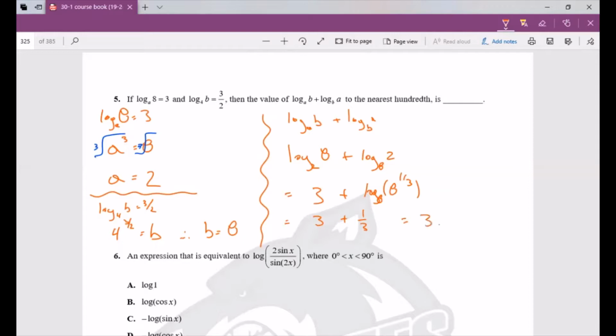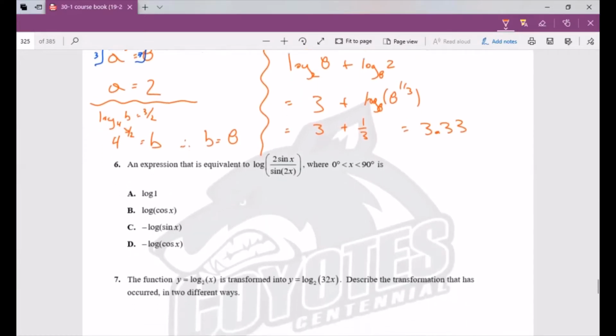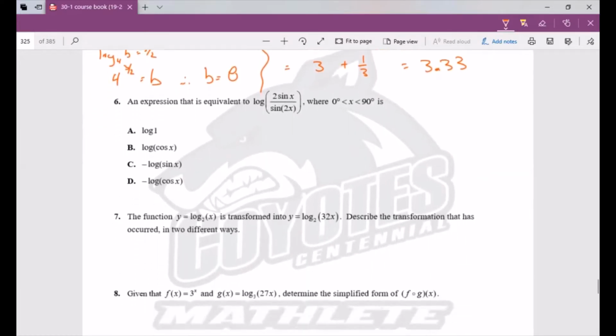To the nearest hundredth is 3.33. Make sure you follow instructions that you have about rounding. That often gives you a clue that, oh, I should be picking up my calculator for this at this point. Perhaps I should be graphing. Not in this question, but just watch for that whenever you have rounding instructions.